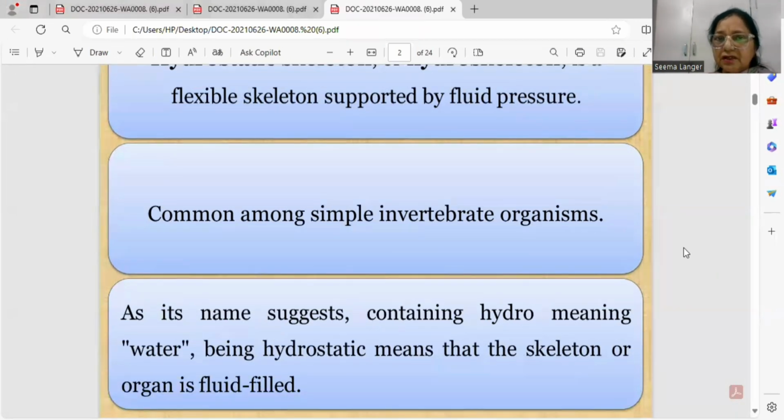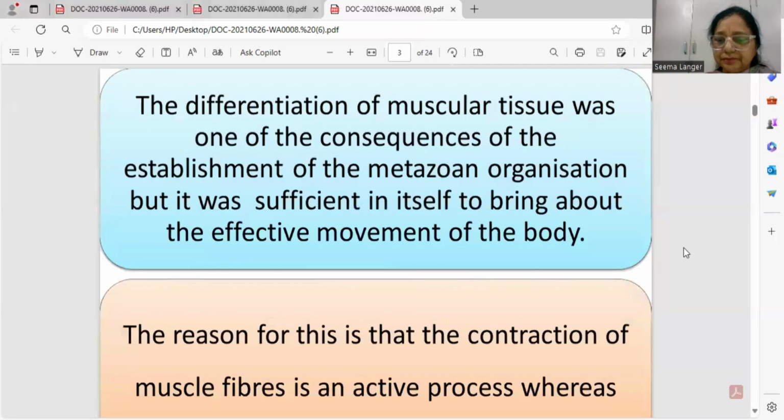The word itself, hydrostatic, comprises two words. Hydro means water or fluid and static means stability. So hydrostatic skeleton is a type of skeleton where the body gets support from a fluid-filled cavity. It is common among simple invertebrate organisms.